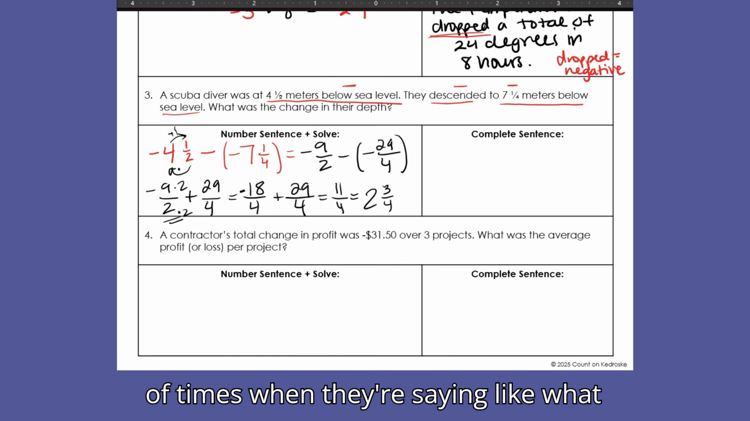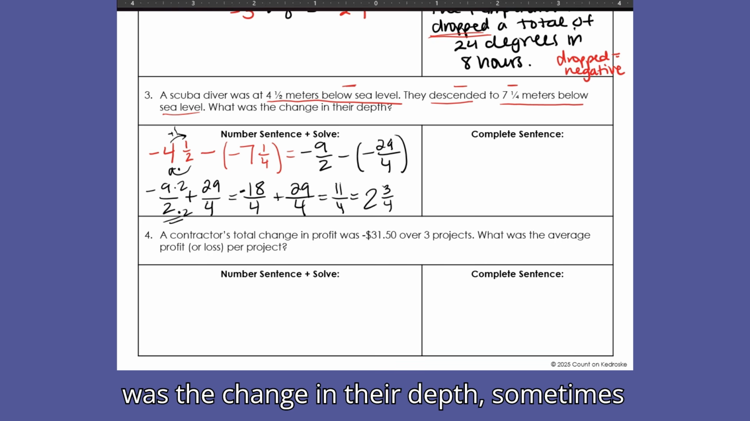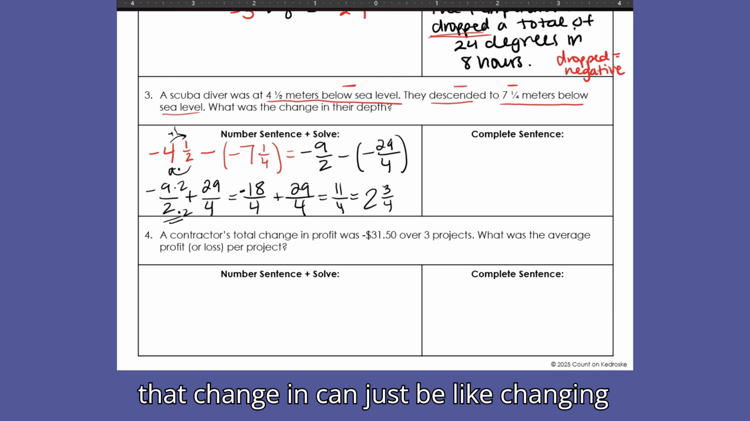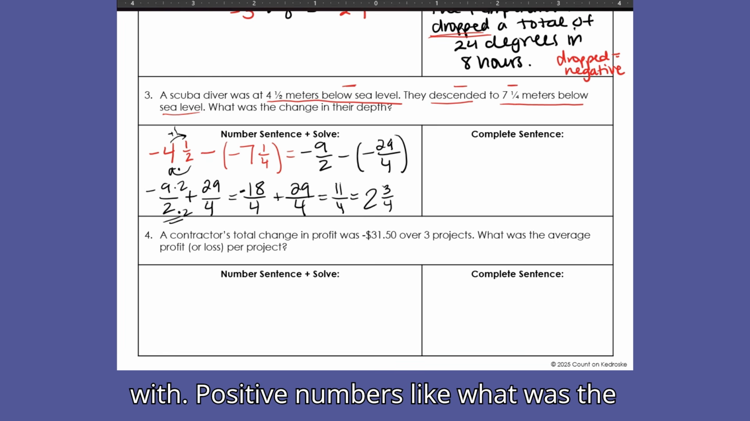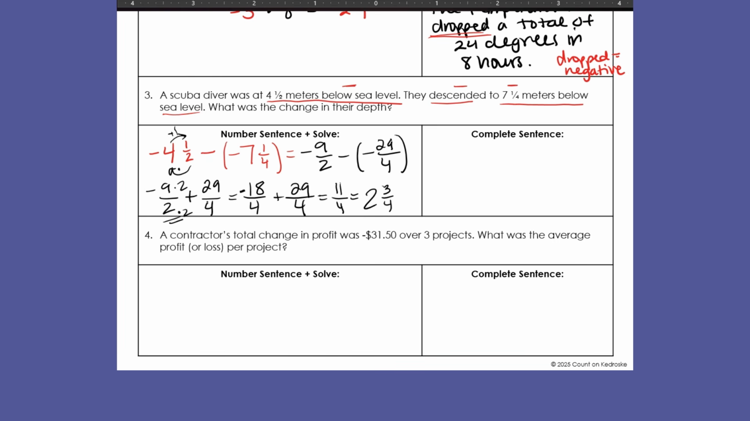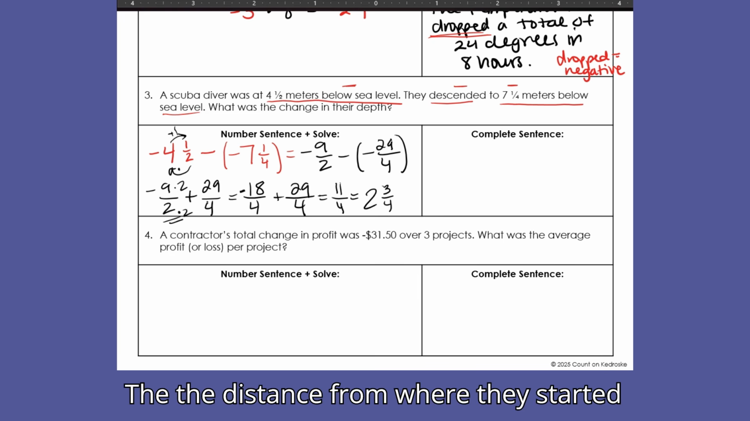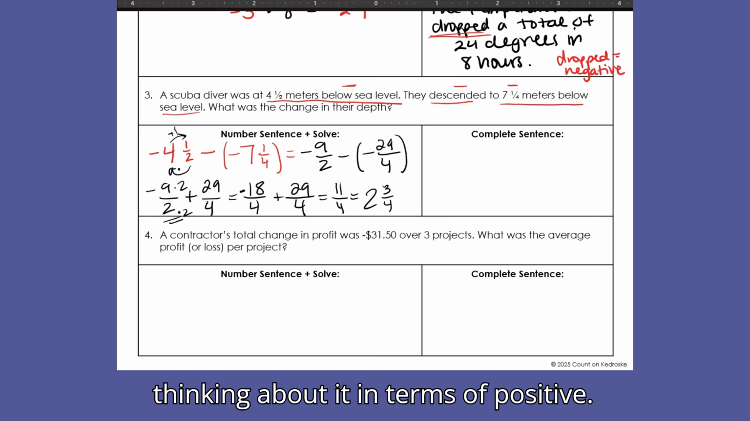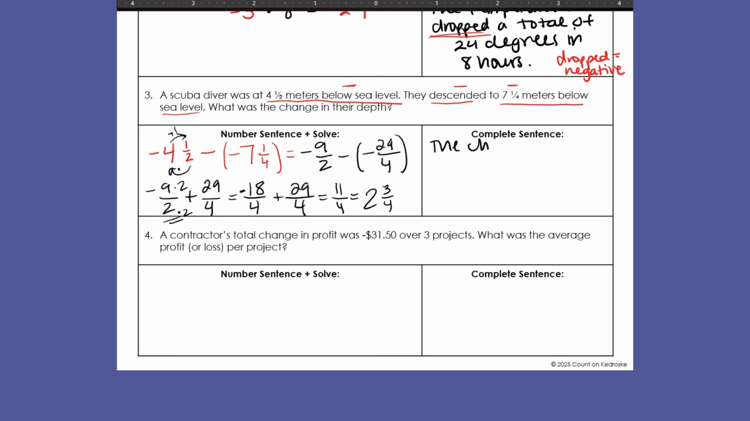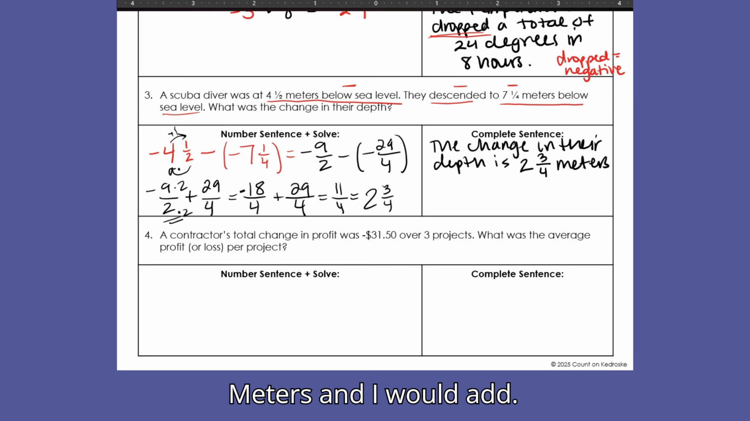So when it says what was the change in their depth, a lot of times that change in measurement is often denoted with positive numbers. Like what was the change in the distance from where they started to where they end. So a lot of times, with the change in distance, you're thinking about it in terms of positive. So you can say the change in their depth is 2 3/4 meters.